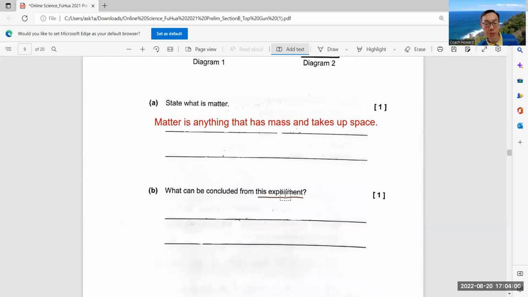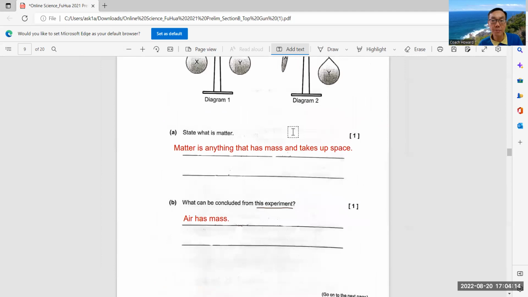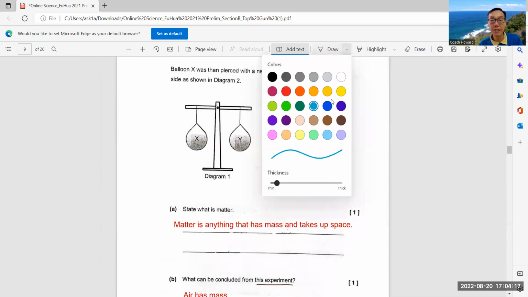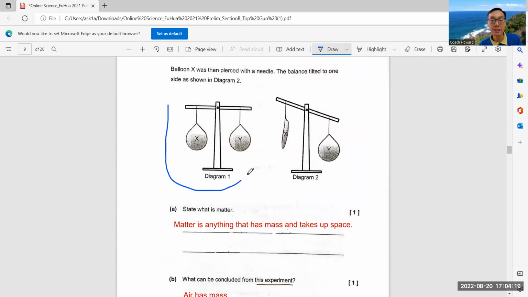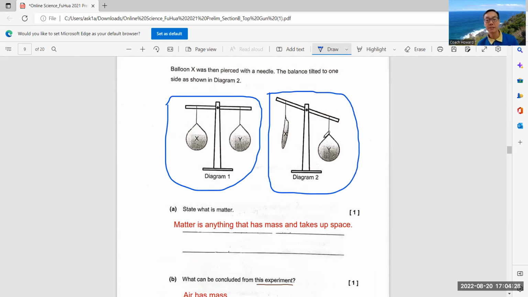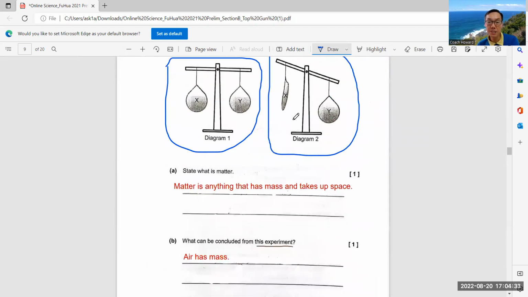What can be concluded from this experiment? Very easy. Air has mass, because when you burst the balloon, the air escapes, so it becomes lighter. If you look at this experimental setup, this instrument here is called a beam balance. A beam balance is used to compare or measure masses. So you should say air has mass. If you put air has weight, you'll get it wrong, because this instrument is to compare different masses.